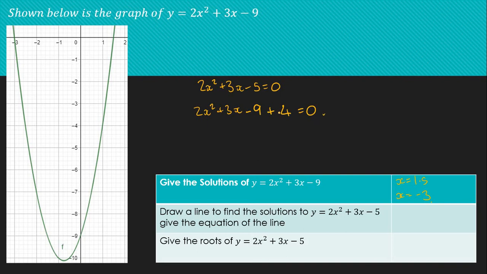Is it true? Does minus 9 plus 4, does that make negative 5? Yeah, it does. Okay. Well, that will be true if 2x squared plus 3x minus 9 is equal to negative 4. So instead of plus 4, make a minus 4.